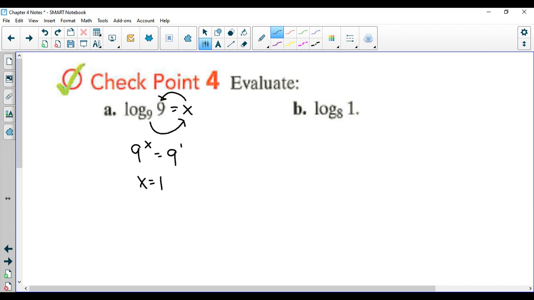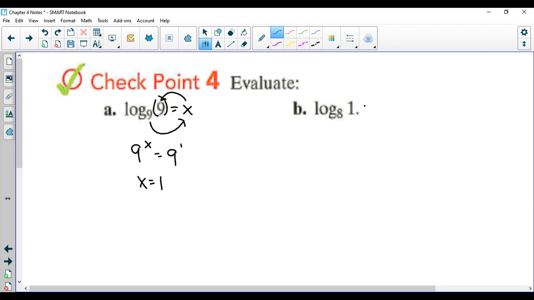So anytime this base is the same as what's in the parentheses, it's always going to equal 1. Because this is just saying some number to what power is going to be that same number, which is always going to be the first power.